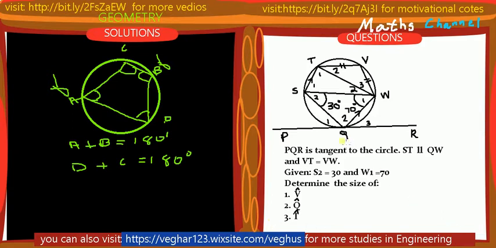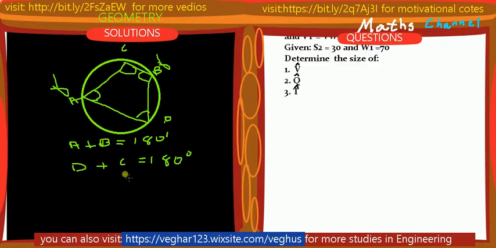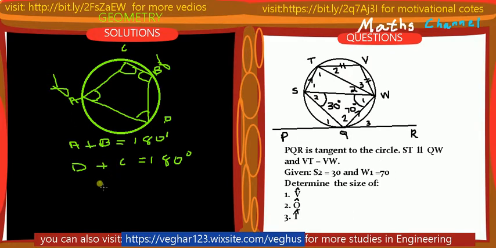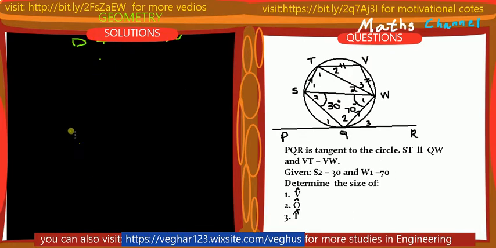But what we know is that this angle is equivalent to this one, because they are alternating angles. Okay, let's start it.